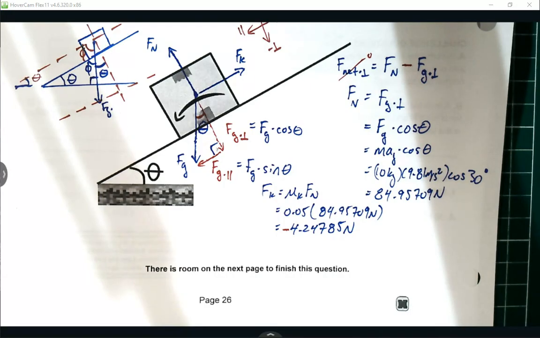Now, if I want to find the acceleration of the system, again, what's the next step? Lead me through this thing.